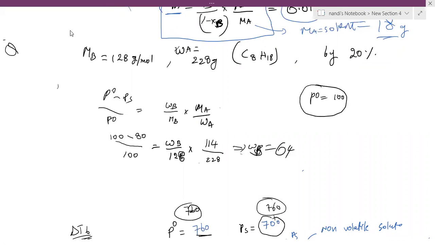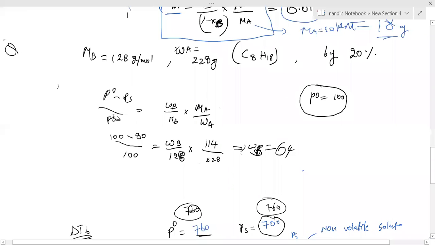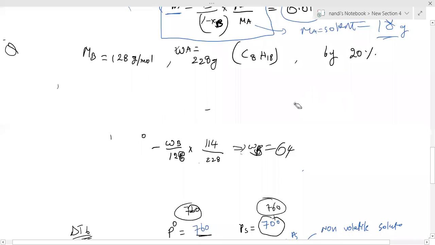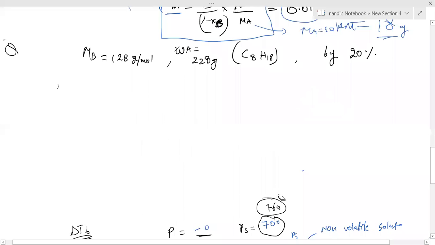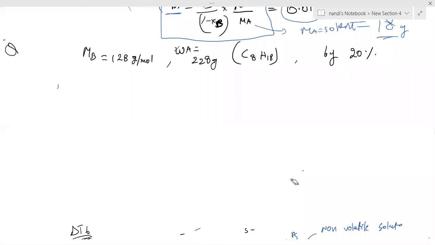Clear? All the values I wrote on the screen, you can see here are the given values. If they mention a percentage, you can note down under the question: if they mention a percentage anywhere, that means P naught is 100 always. If percentage, then P naught is 100. Okay.